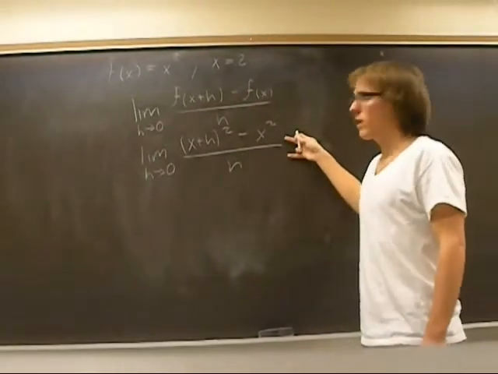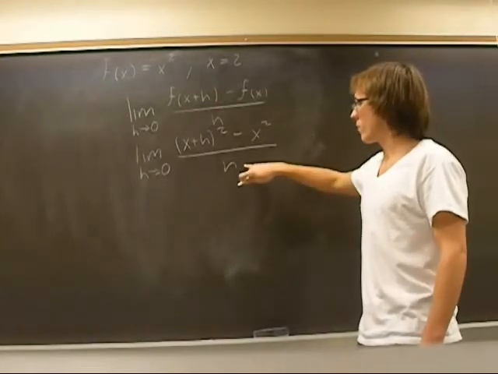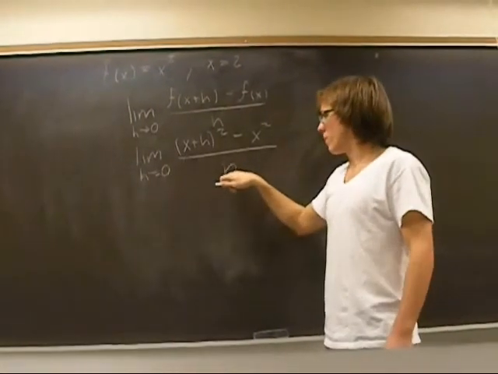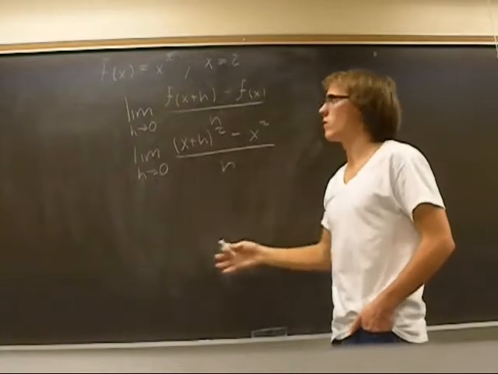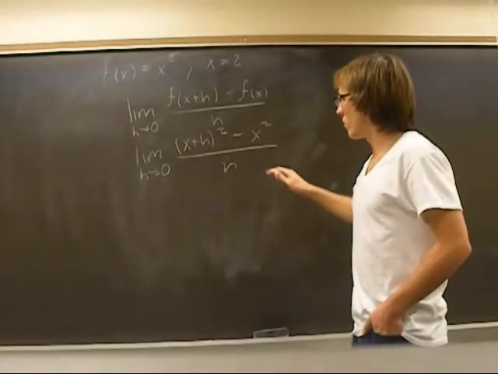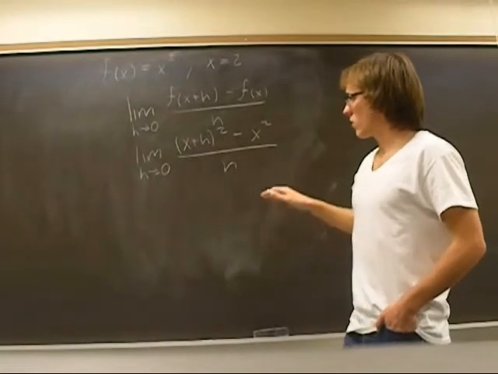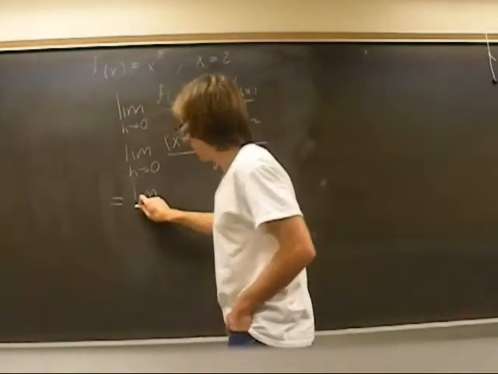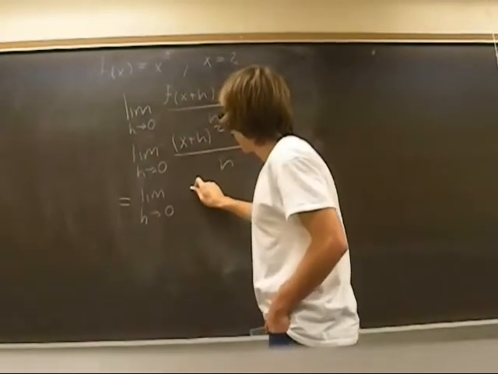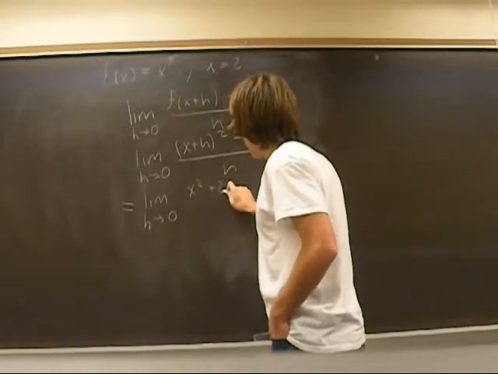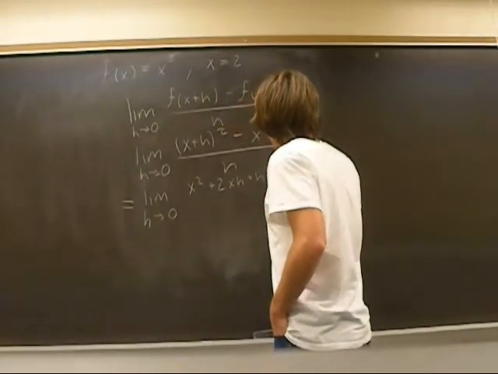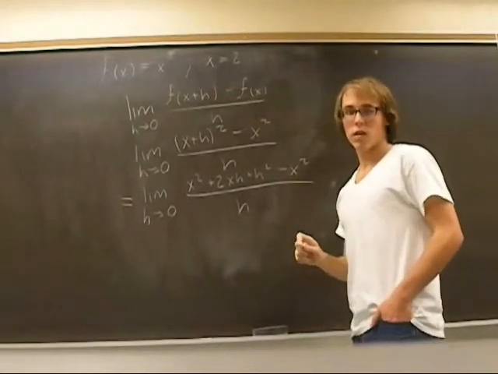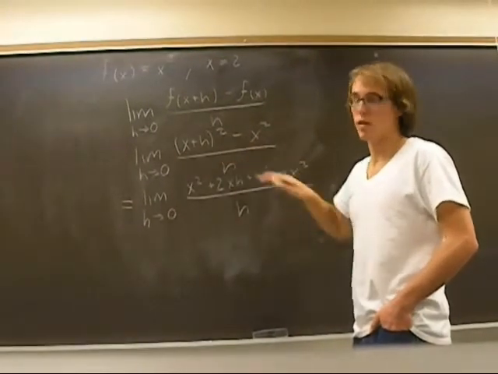So what we want to do with this is simplify it as much as we can to try and get rid of this h on the bottom. Because right now, if we plug in h directly, we'll get a 0 on the bottom, and we know that that can't happen. So we're going to try and get rid of that by simplifying this top part. So to start, we'll see that this is equal to the limit as h approaches 0 of x squared plus 2xh plus h squared minus x squared over h. And we get that just by multiplying this out.